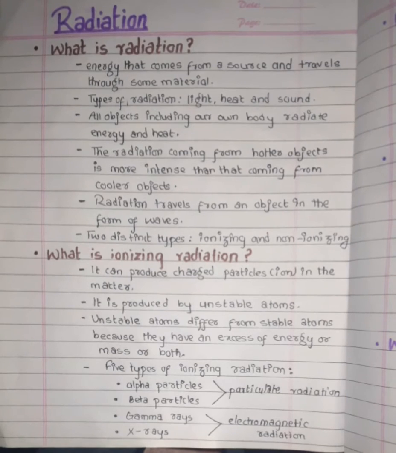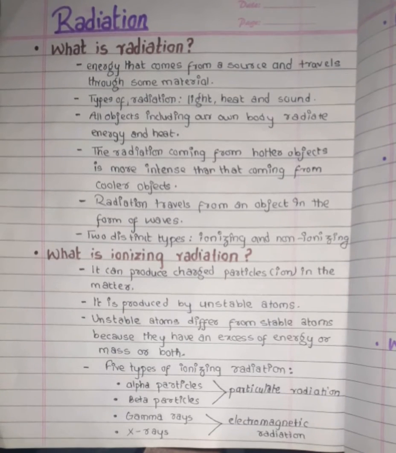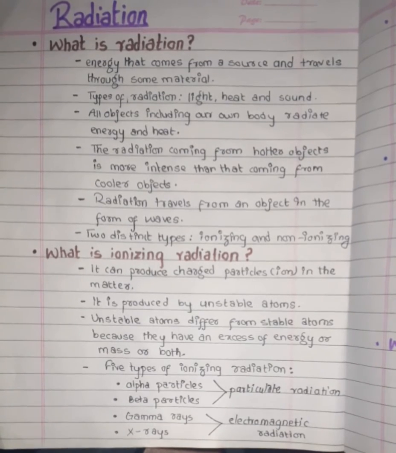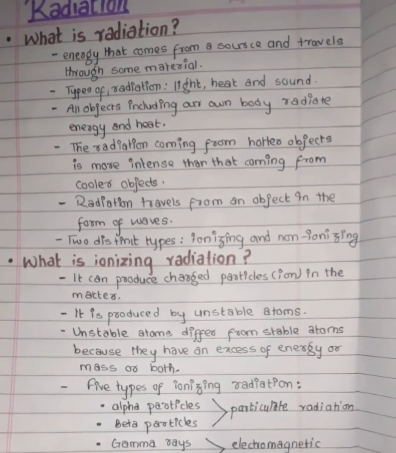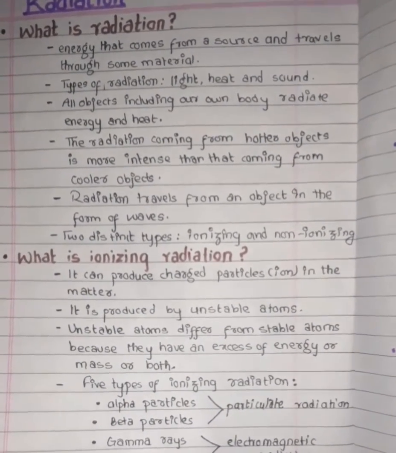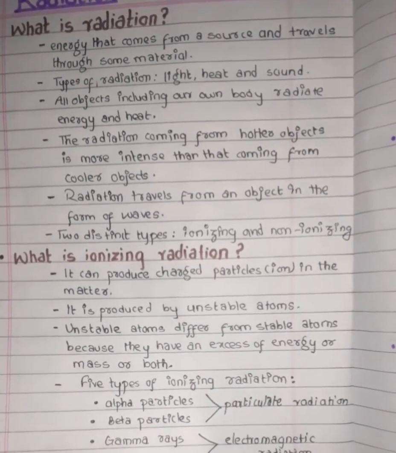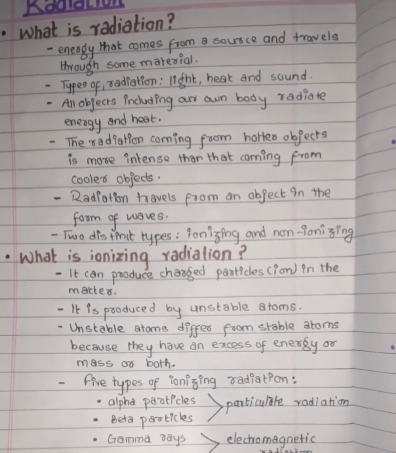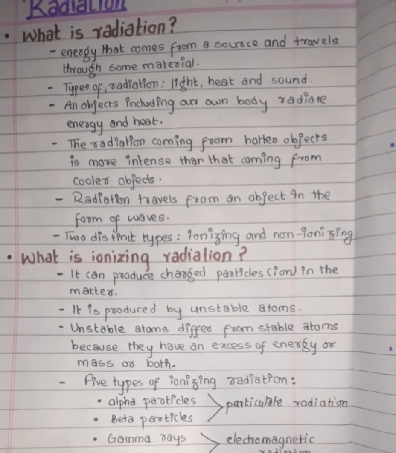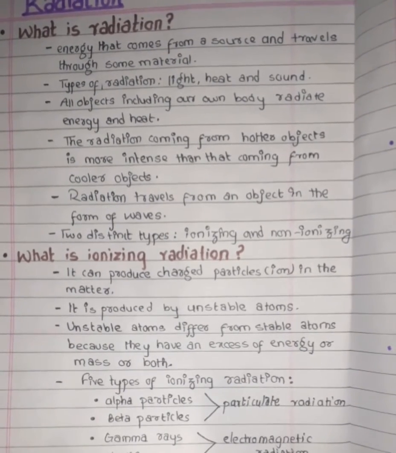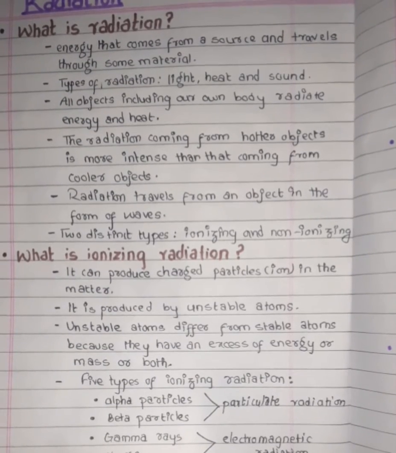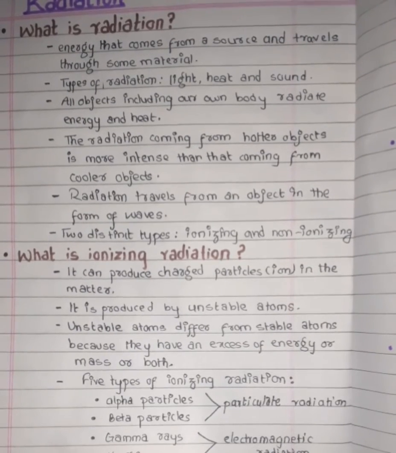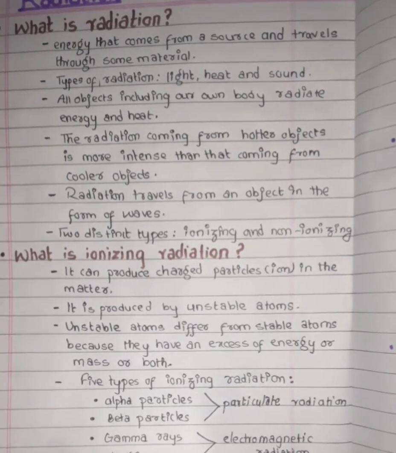There are two distinct types of radiation: ionizing radiation and non-ionizing radiation. So then what is ionizing radiation? Ionizing radiation is called ionizing radiation because it can produce large charged particles or ions in the matter. It is produced by unstable atoms. Unstable atoms differ from stable atoms because they have an excess of energy or mass or both.